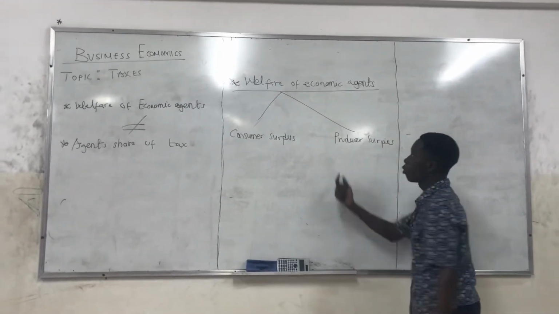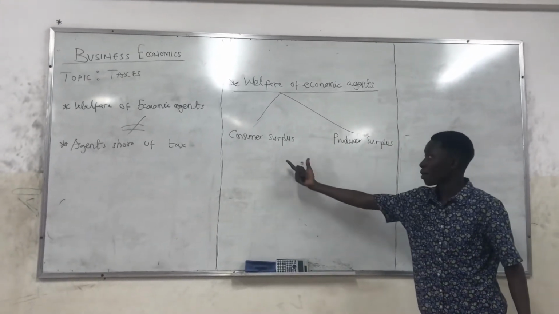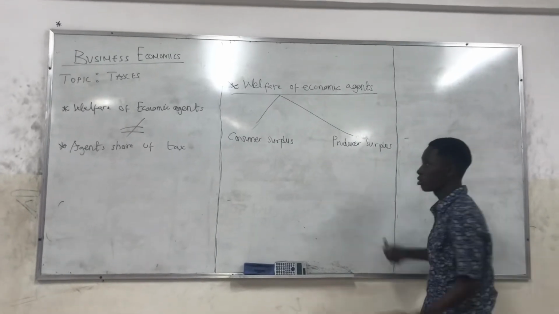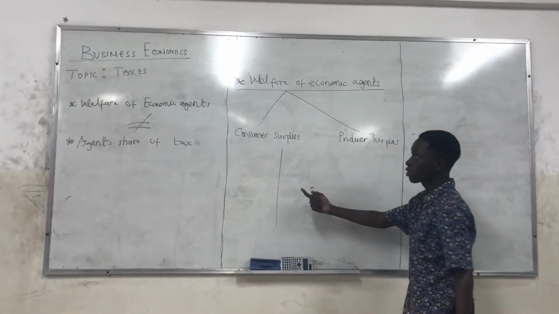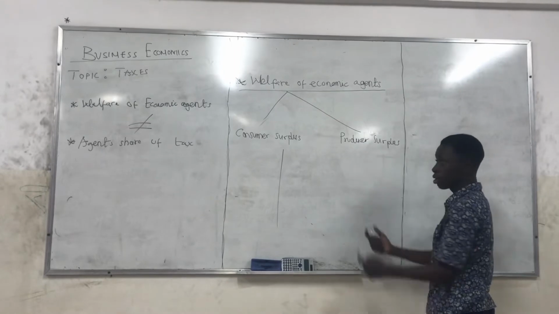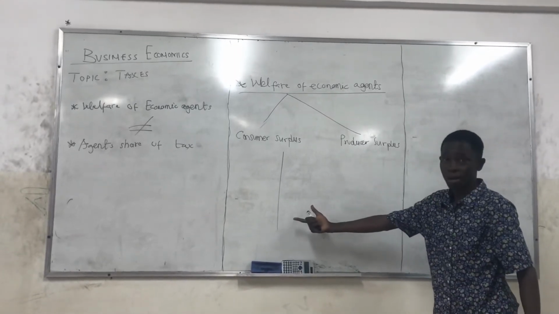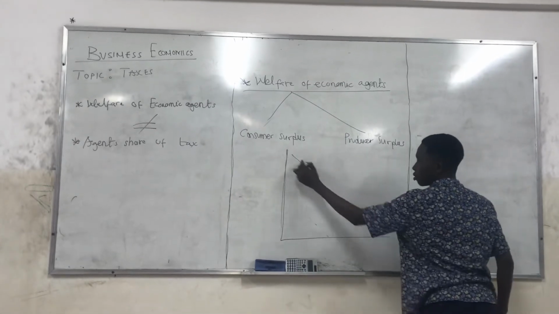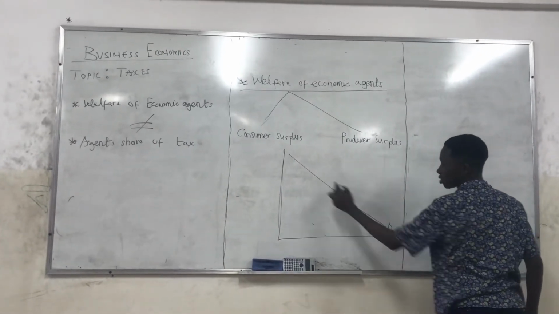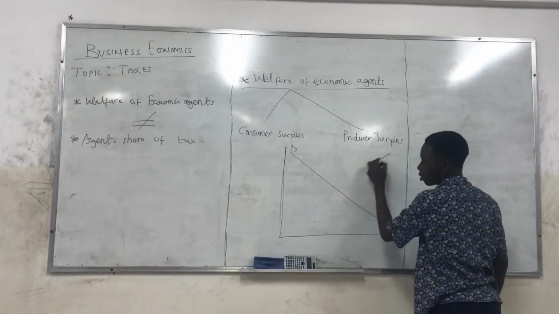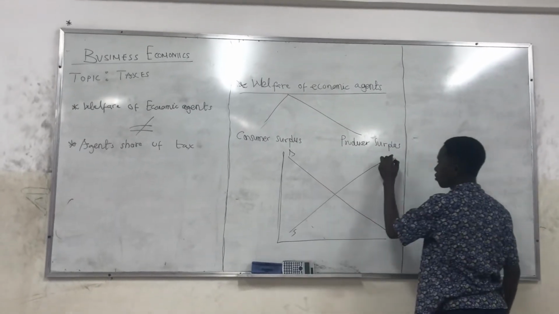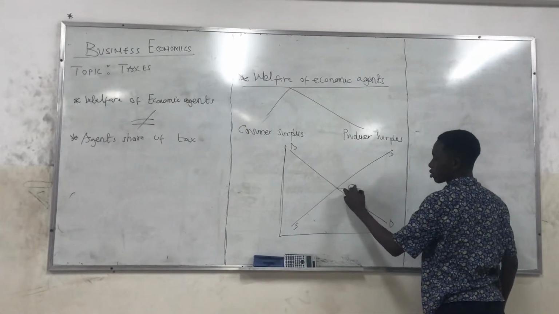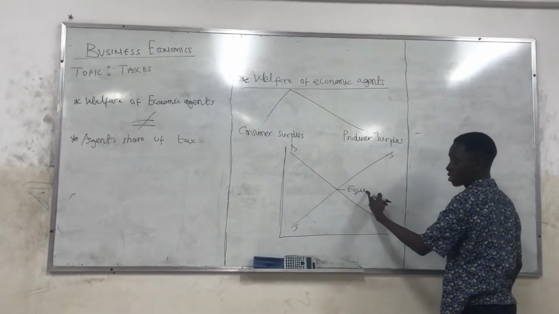Okay. With the welfare of economic agents, we have consumer surplus and producer surplus. Let's see how to illustrate the consumer surplus and the producer surplus on a graph. So we have it this way. There's your demand curve. There's your supply curve. There's your equilibrium point.